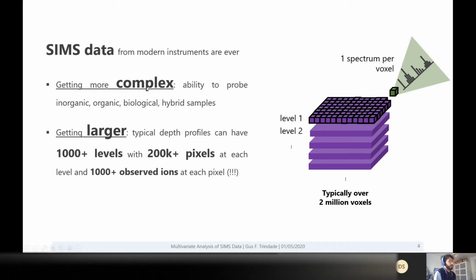And it's also getting larger. For example, a typical 3D data set of a depth profile has more than 1,000 levels, with more than 200,000 pixels per level and more than 1,000 ions at each pixel. And when it comes to OrbiSIMS, it's even more than 1,000; it can be tens of thousands, etc. What we end up with is that each pixel for each level is what we call a voxel. You have more than 2 million voxels.